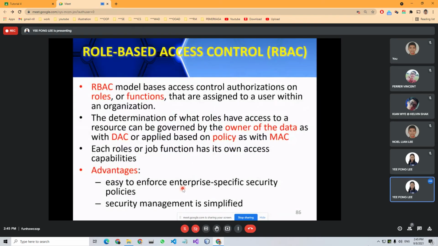RBAC, role-based access control. Authorizations are based on roles or functions that are assigned to the user within the organization. The determination of what roles have access to the resources can be governed by the owner of the data. Each role has its own access capability. This one can be read, right? Understandable based on what roles they are in the project.